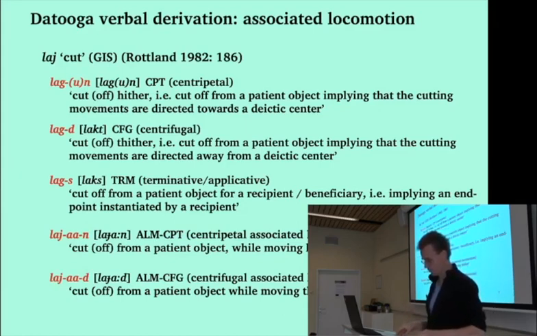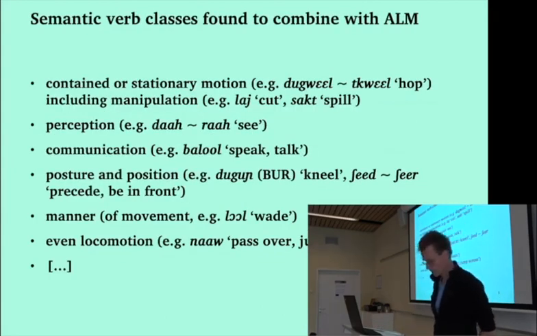They denote complex motion events involving 2 figures which are associated with each other. A primary figure, that is the agent, moving on a trajectory which is defined with respect to a ground or a deictic center, while he or she performs another, a contained motion of cutting on a secondary figure, that is the patient. Alm has been found to apply productively to verbs which could be categorized for their basic semantics roughly into these groups: contained or stationary motion, including manipulation, perception, communication, posture and position, manner of movement, and even locomotion, that is, verbs which already inherently encode locomotion.